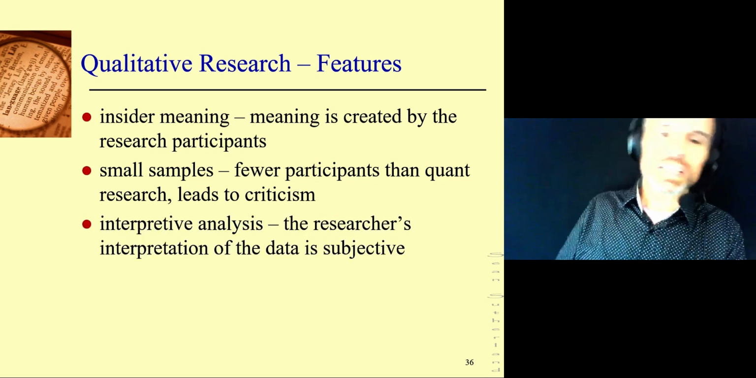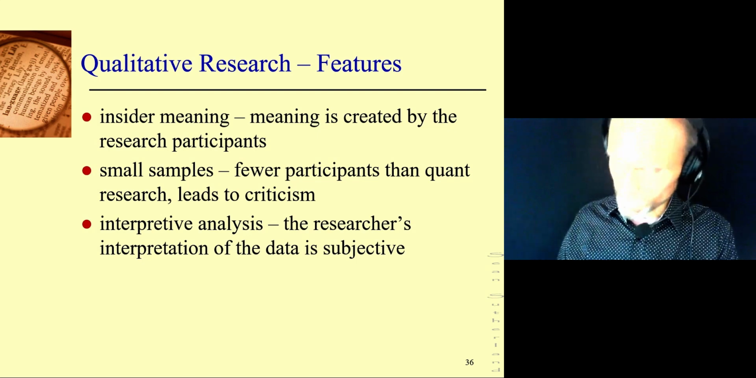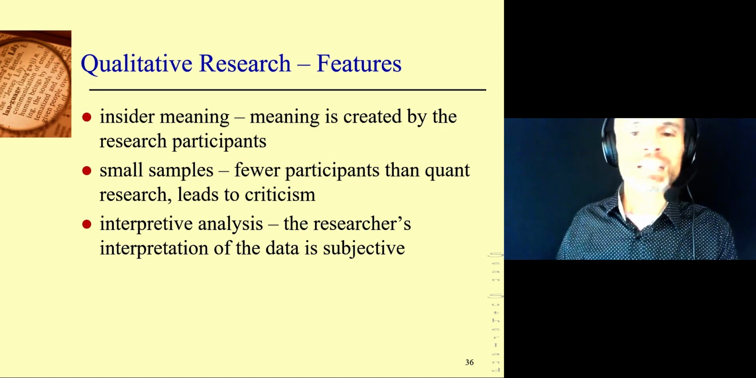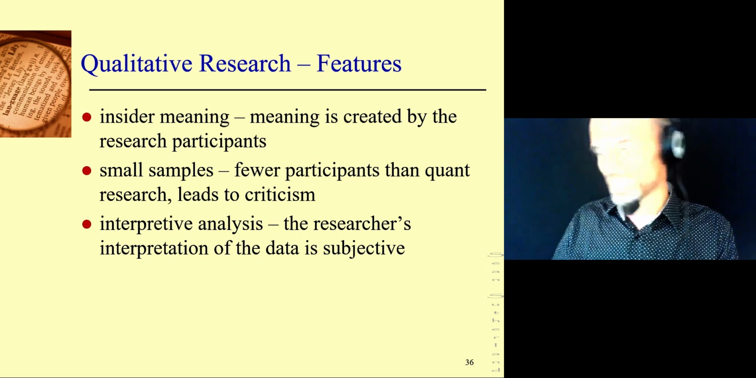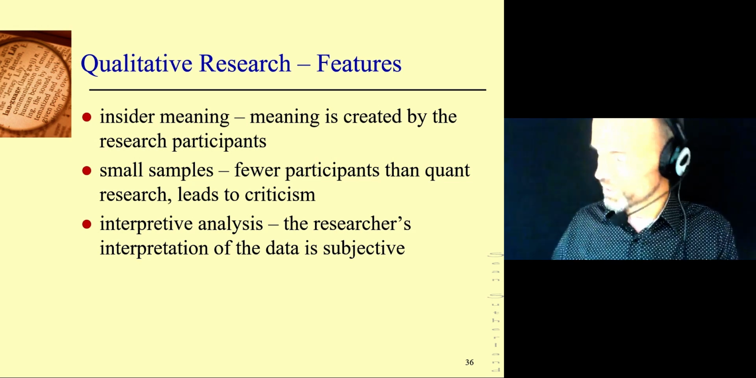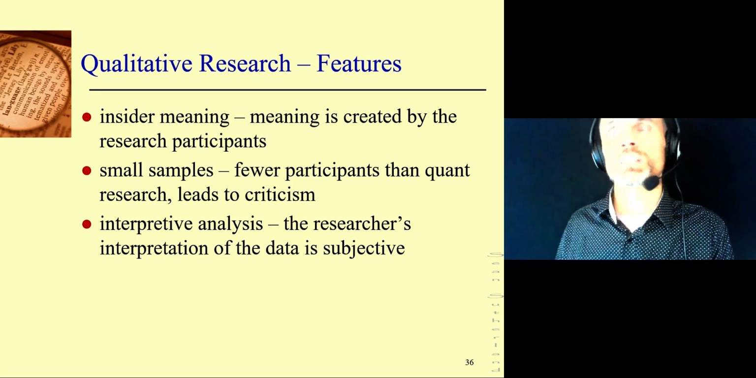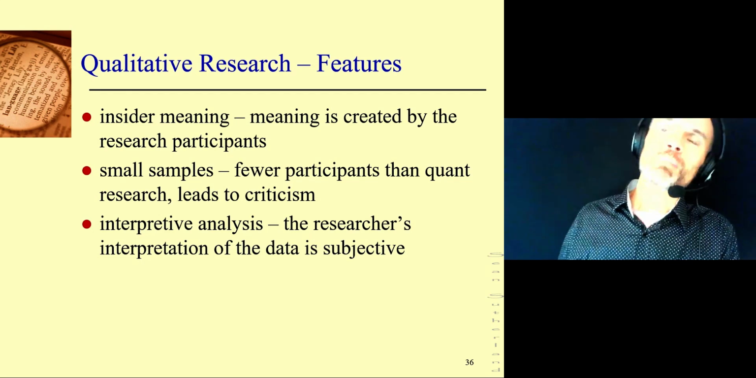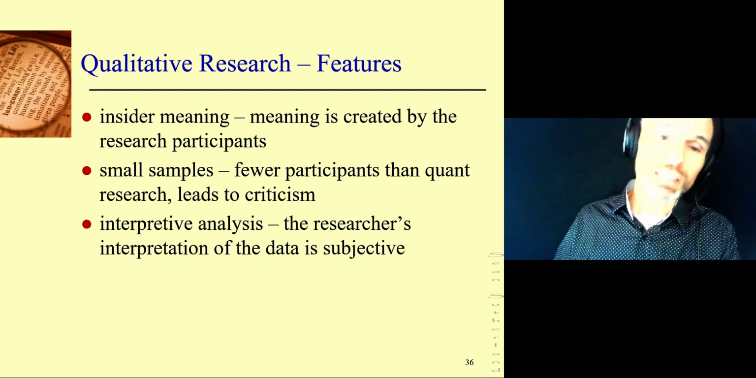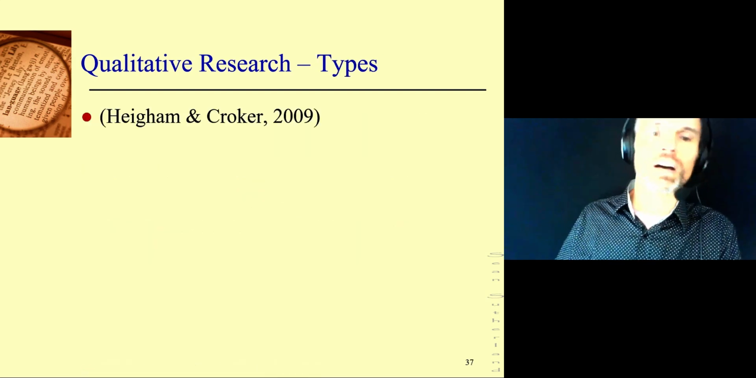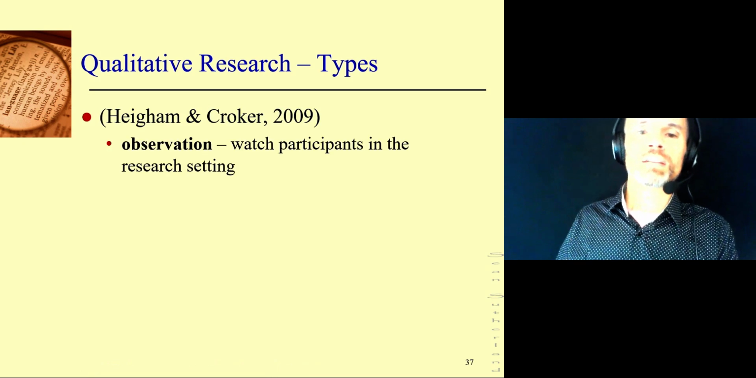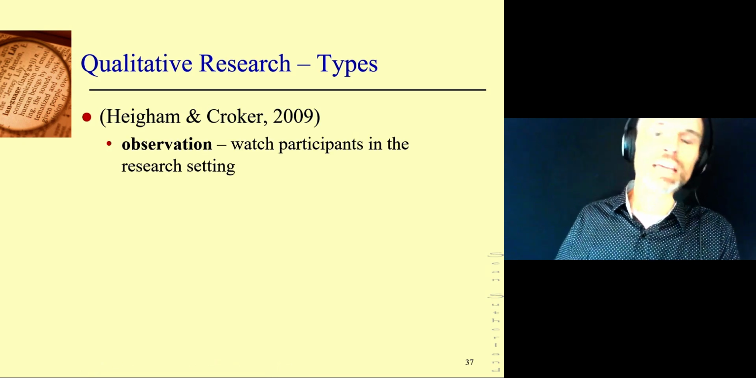So qualitative research is often criticized as being subjective. Well, the researcher says that because he or she has this particular point of view that he or she wants to support. That may be true, but that's why you can also ask the participants, do they agree with your conclusions or not? Types of qualitative research include observation, right?